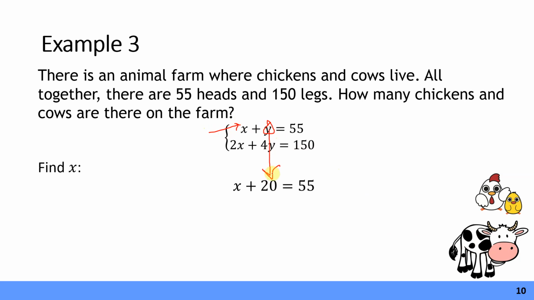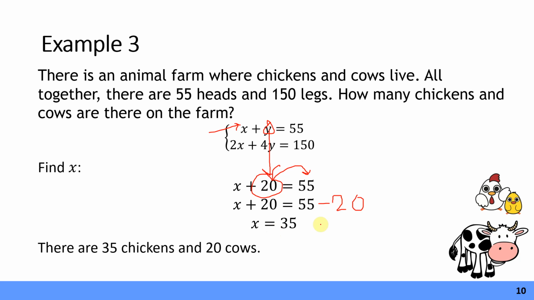So x plus 20 equals 55. I move the 20 to the other side. It becomes a -20, and then you could just figure it out. 55 minus 20 is 35. So my x equals 35. Again, you are not done until you can translate this back into the application. So since x equals 35, that means that my animal farm has 35 chickens and 20 cows.